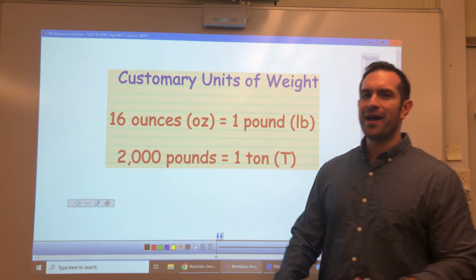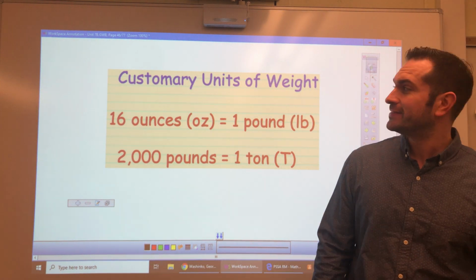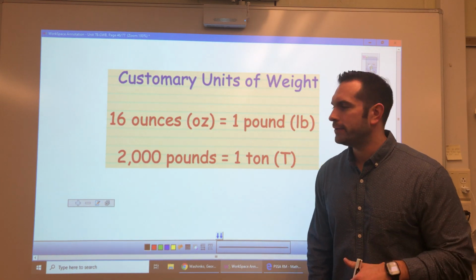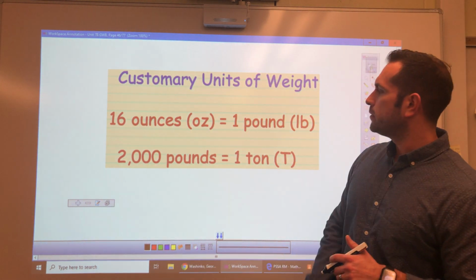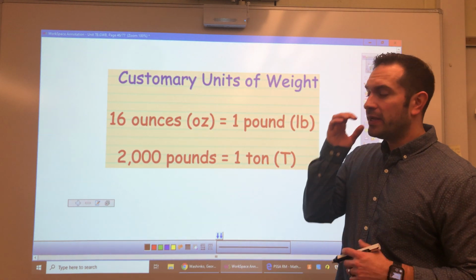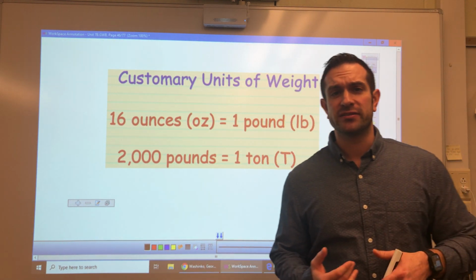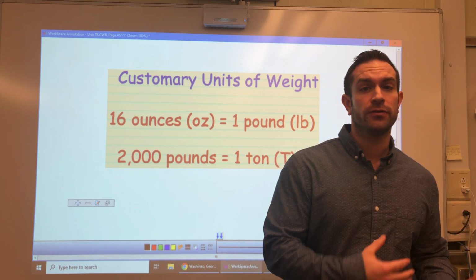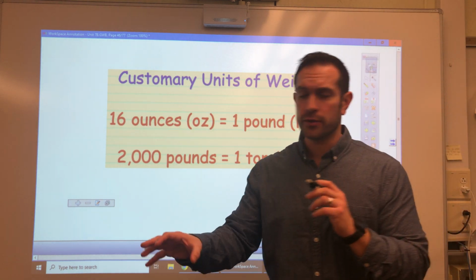Hey everyone, Mr. W back, and I'm going to talk more about conversions. This time I'm talking about the units of weight, which is ounces to pound and pounds to ton, okay? So basically if you watch the other video, it's the same concept. You want to create a ratio and you convert one measurement to the other, okay?